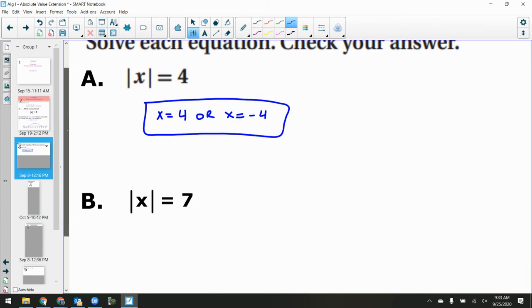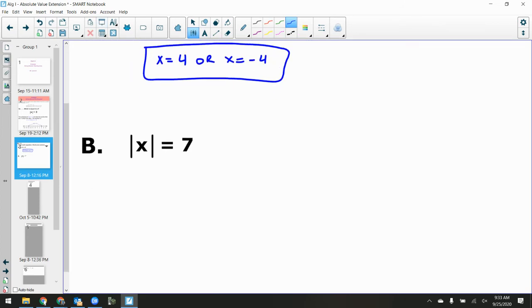All right. So what are my solutions here then? x equals 7 or x equals -7. Good. That's pretty simple, right? When I just give you the absolute value of x equals a number, the answer is either the positive or the negative version of that number. Give me a million like that on the test, right? Well, it's not that easy.